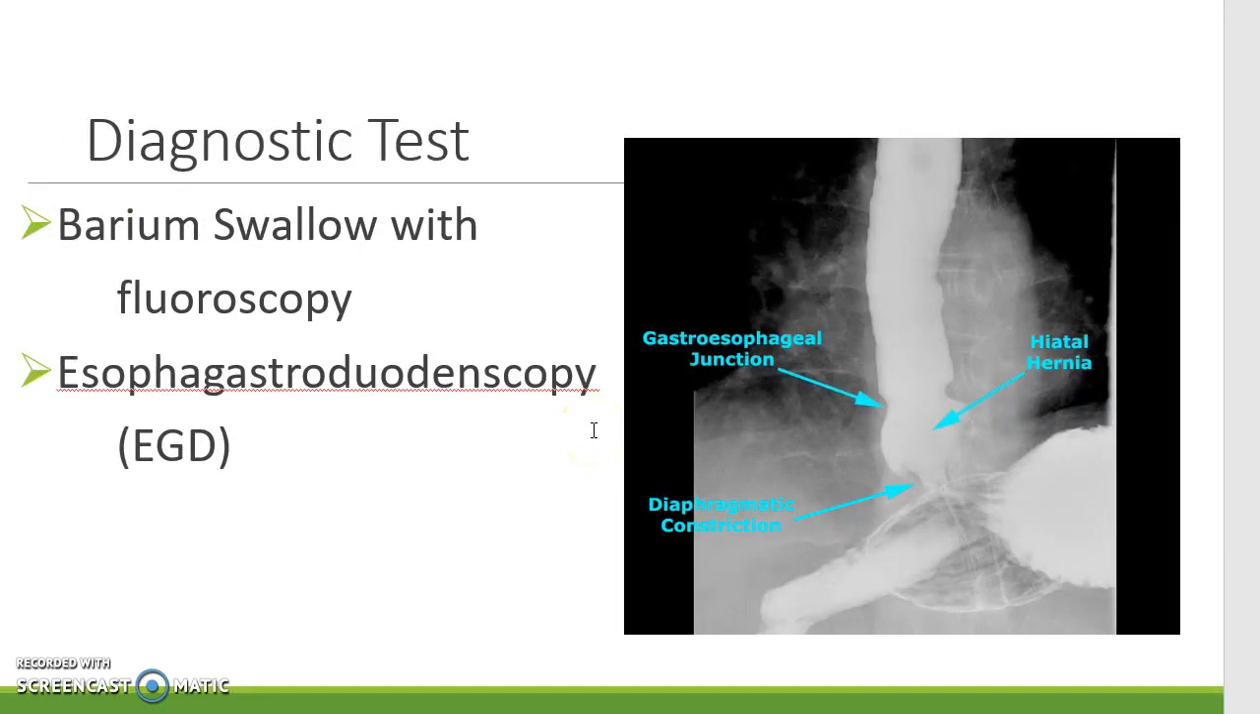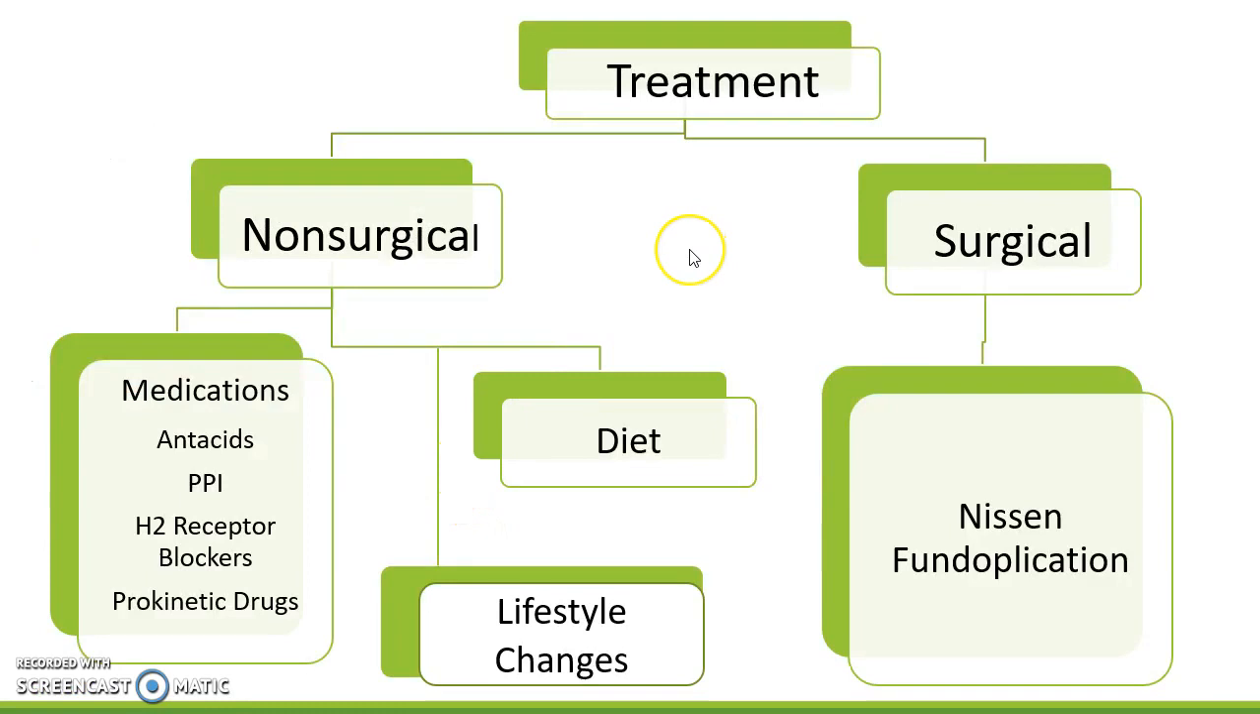Diagnostic tests include barium swallow with fluoroscopy or esophagogastroduodenoscopy, or an EGD. And the picture shows a hiatal hernia there. It looks like it's a rolling or a sliding hernia. Treatment includes non-surgical, which are the medications, the antacids, the proton pump inhibitors, the H2 receptor blockers, or the prokinetic drugs, as well as diet we've talked about, and lifestyle changes, losing weight.